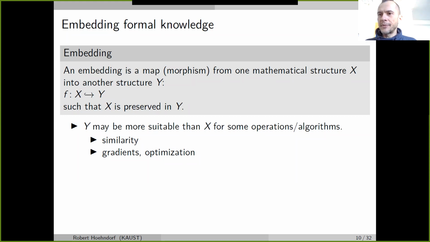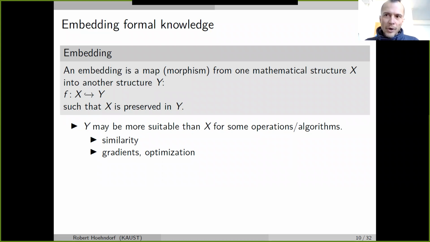Simple things that we want to perform in Y are, for example, computing similarity. Similarity is quite challenging to compute between symbolic representations, but quite easy to do, for example, in certain vector spaces. We may also want to apply gradient-based optimization or gradient descent, which requires our representation to be at least partially differentiable, and that is not a property of symbol structures, so it makes no sense to call them differentiable.